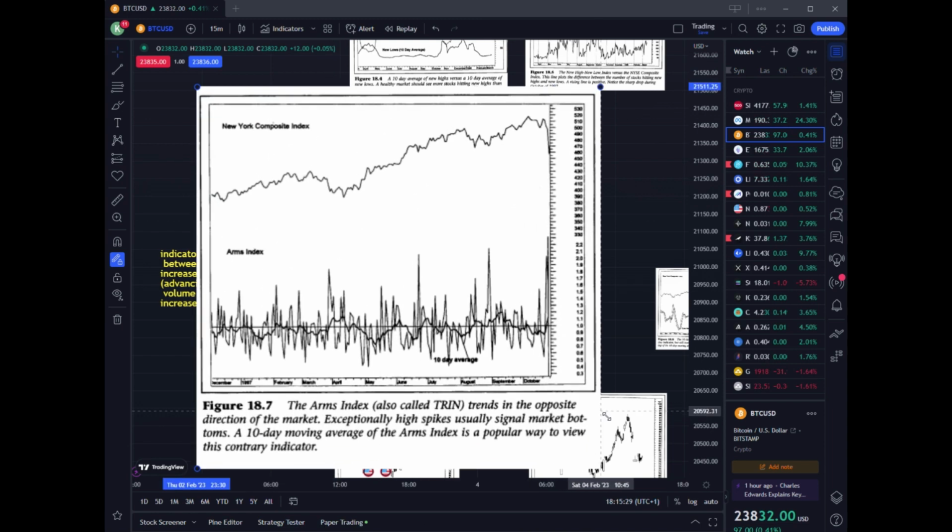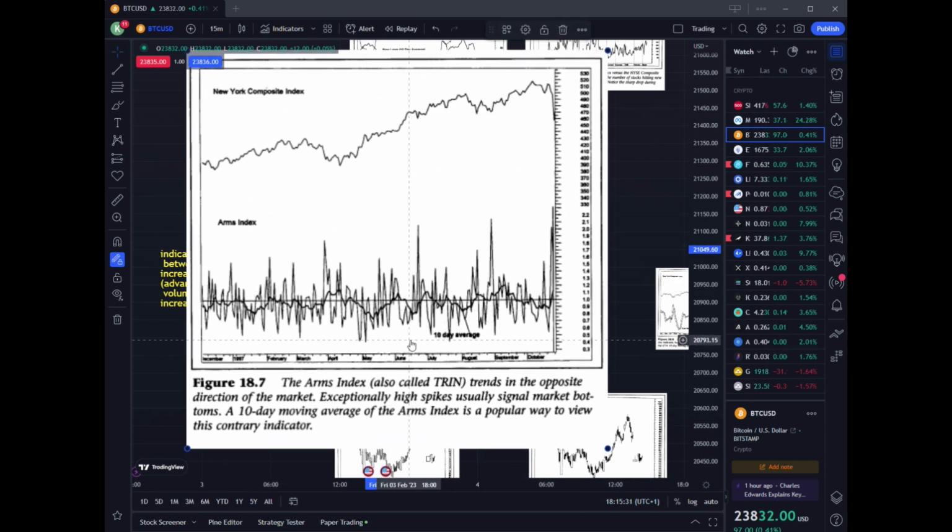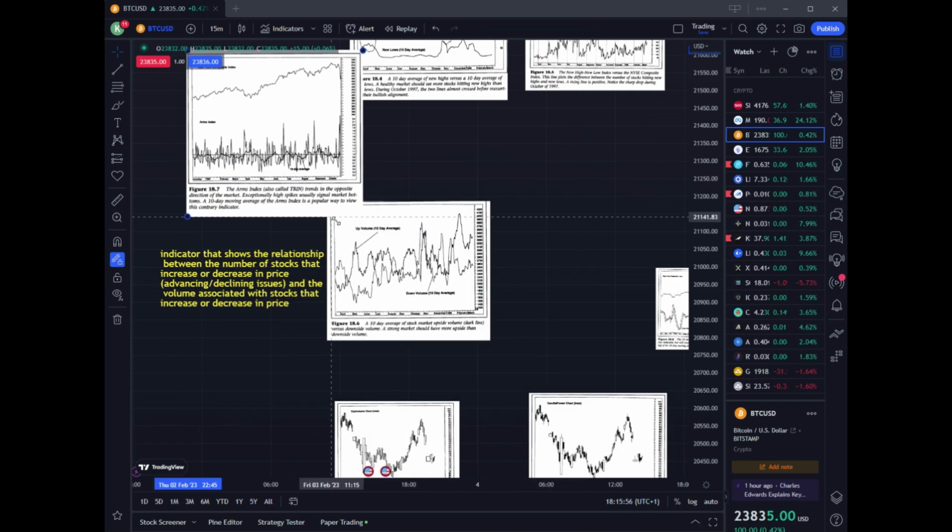Here you can see the ARMS index, which is basically the same, also called TRIN. And whenever there's a market high based on the ARMS index, it's most of the time a low on the New York Composite Index. And you can see oftentimes that is the truth, like right here and right here. But it doesn't necessarily mean that the lows are market highs. But you can see the bottom line, which is easier to spot now.